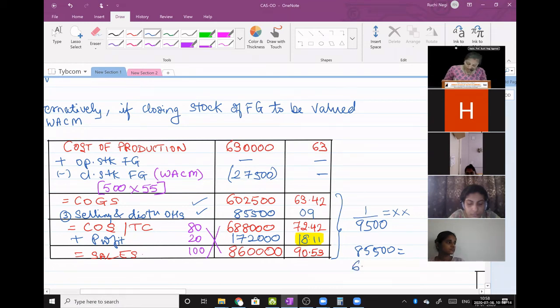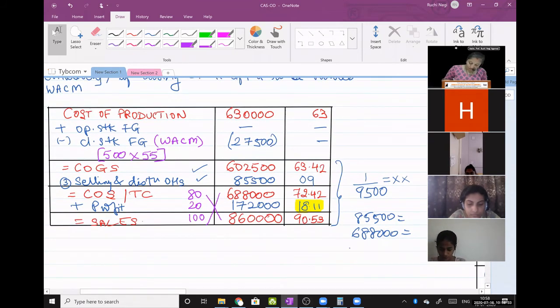Next, what do you want the answer? 6,88,000 and press the equal to sign. 72.421. Make it 72.42. Unless and until it is not more than 5 decimals, don't round off. So 72.42.